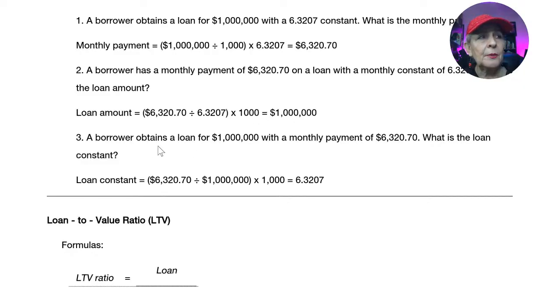Now the borrower obtained, now they're solving for the other factor. Now the loan constant. They solved for the monthly payment, loan amount, now the loan constant. So the monthly payment divided by the loan amount, times the number that doesn't change, 1,000, equals the constant. So same equation, just solving for a different factor within that same equation, written differently.